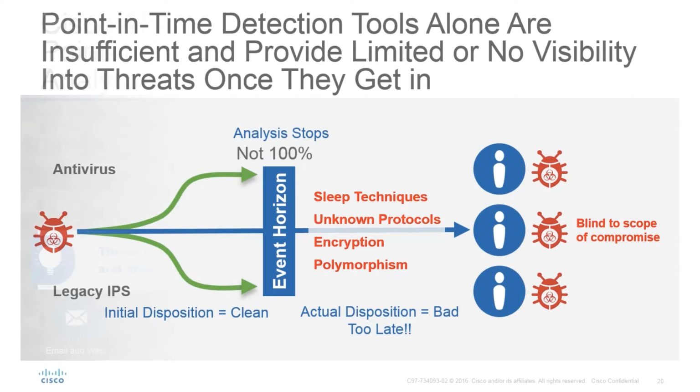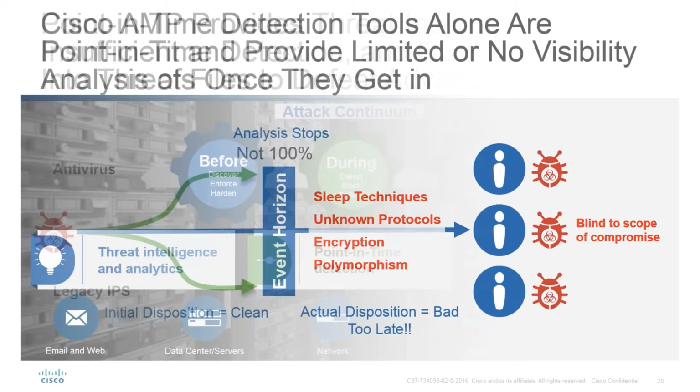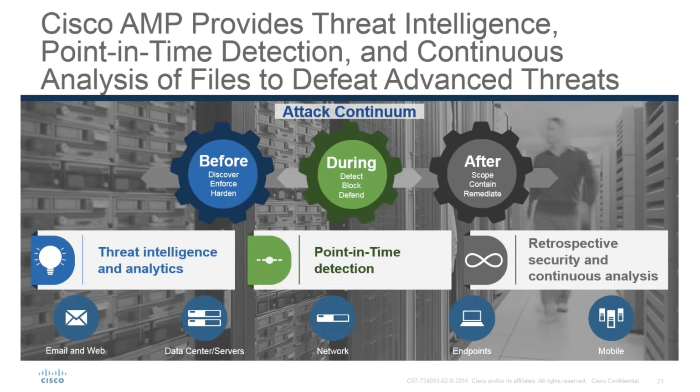So AMP uses three main tools to keep your network secure, and that is threat intelligence and analytics, point-in-time detection, and retrospective security with continuous analysis. So let me unpack these a little bit. Before an attack even occurs, we want to strengthen your defenses and harden your networks using the best threat intelligence and advanced analytics possible. Now, you've seen some of this with Cisco Umbrella already.